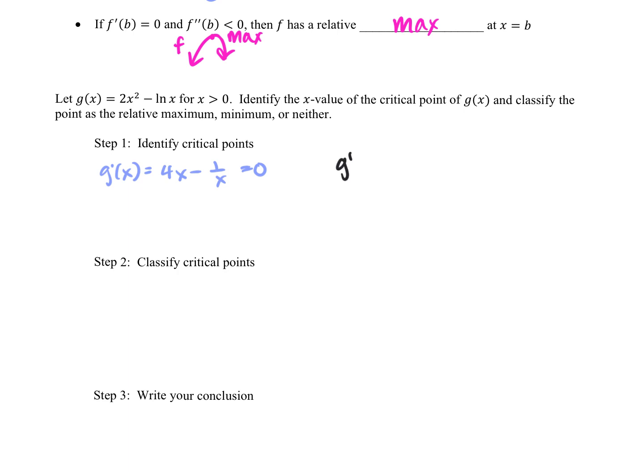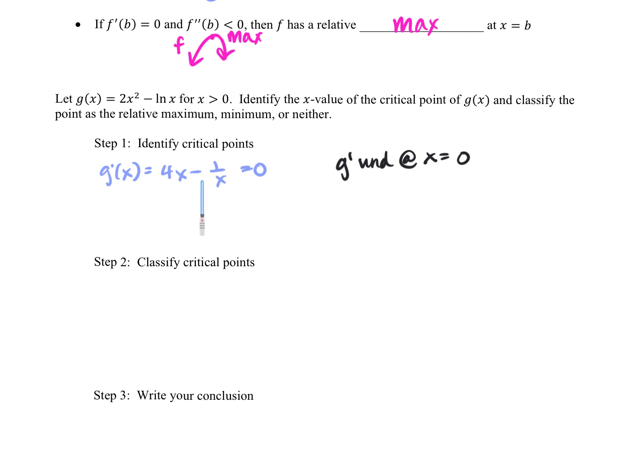Is my G prime undefined anywhere? Yeah, we finally have a denominator. When would this denominator be equal to 0? When the x value is 0. So we've got a critical point there. Cool. Let's go find also where this equals 0. What might you do to start solving that?